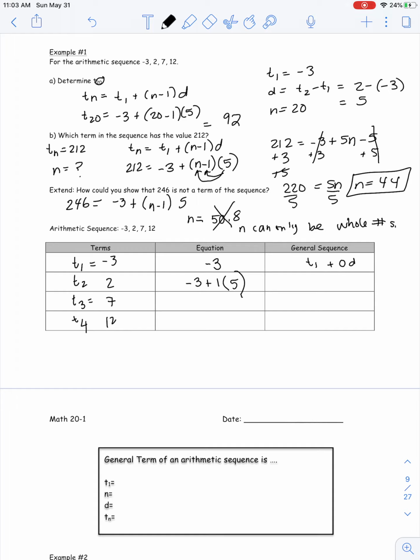So this is the pattern that we use to create the equation. This one's going to be term 1 plus 1 common difference. Since our common difference is 5, we're adding 5 to get to that value, because it's 1 less than the term number. So we're multiplying by 1 for this one.